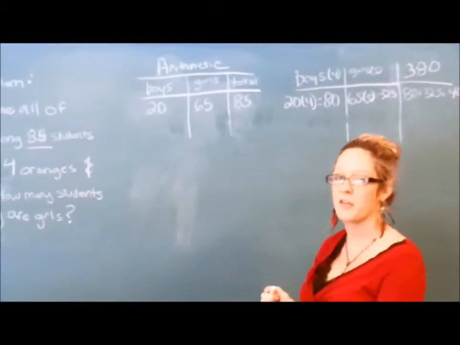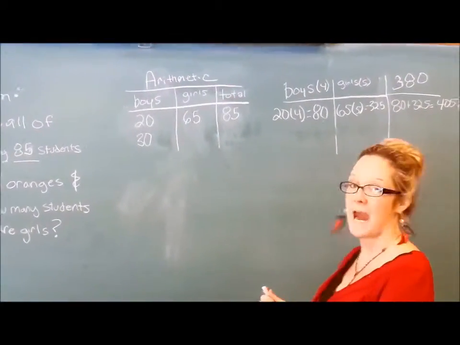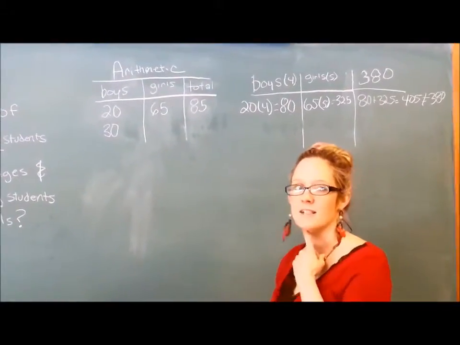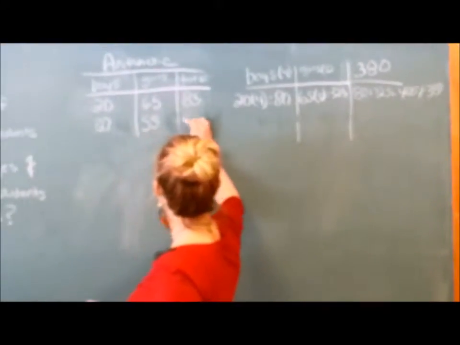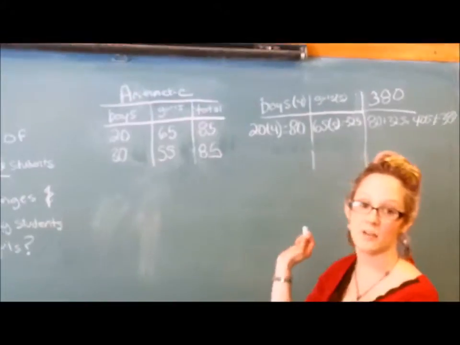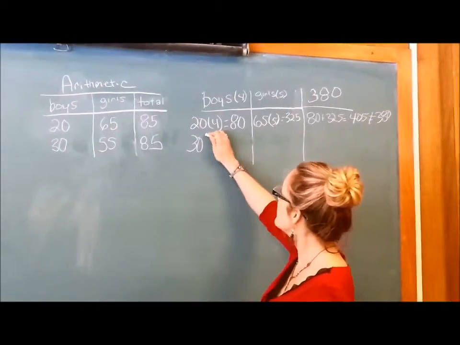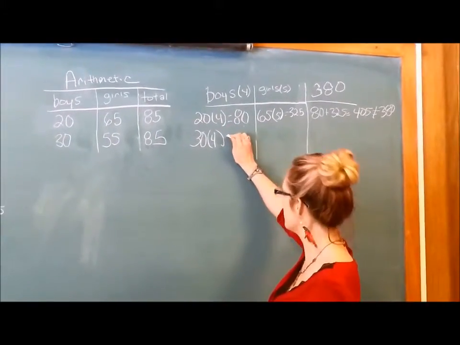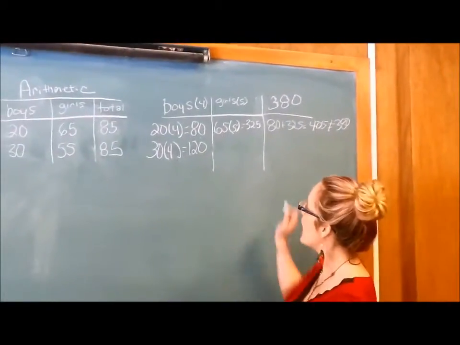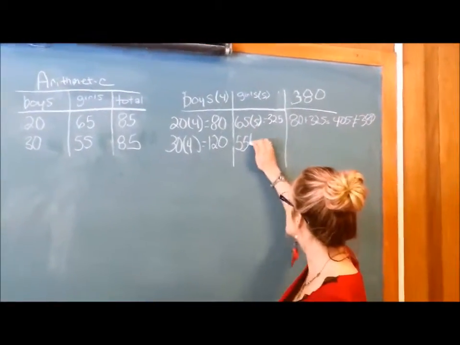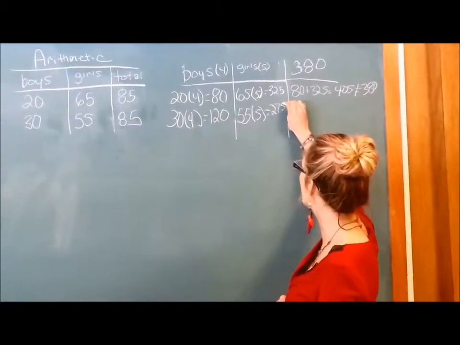Let's see. Let's try 30 boys this time. So if we have 30 boys and we need to make 85 total students, we need how many? 55. Now we have 85 students. Okay, so let's try this again. 30 boys times 4 equals 120. And we had 55 girls, and they each get 5 oranges, and that gives us a total of 275.